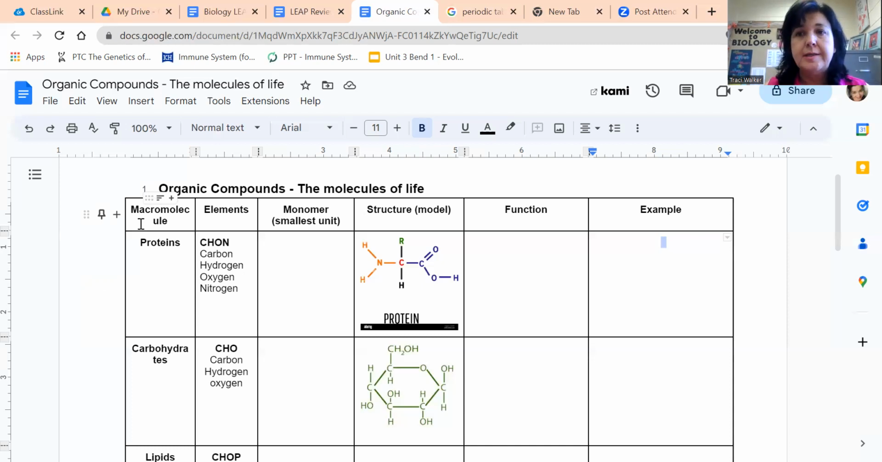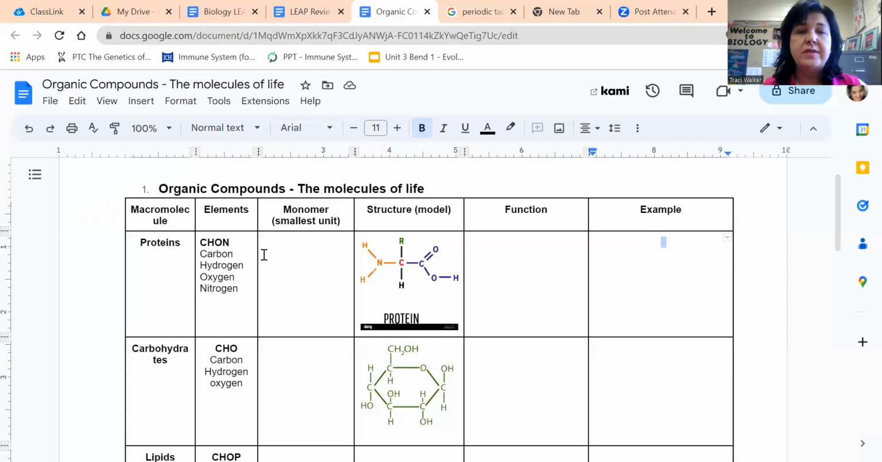There are 4 basic macromolecules that make up all living things. The first one is called a protein. I'm sure you've heard of proteins before. We need to eat protein in order to grow. Proteins are made up of 4 elements: carbon, hydrogen, oxygen, and nitrogen. This CHON is just the symbol for each of these elements. C is carbon, H is hydrogen, O is oxygen, and N is nitrogen.